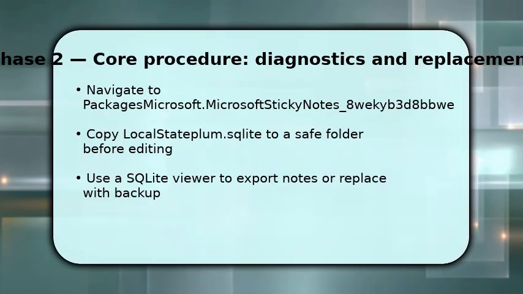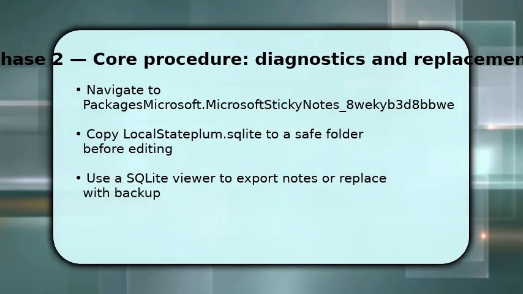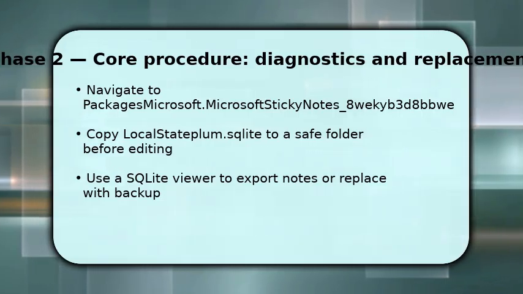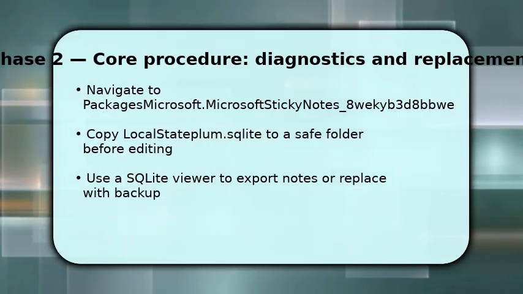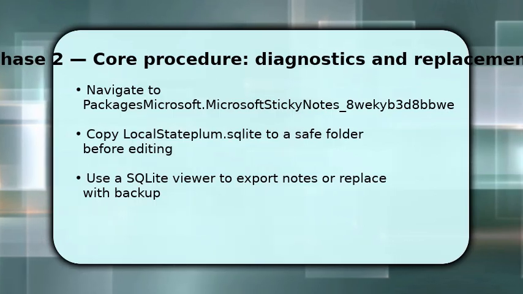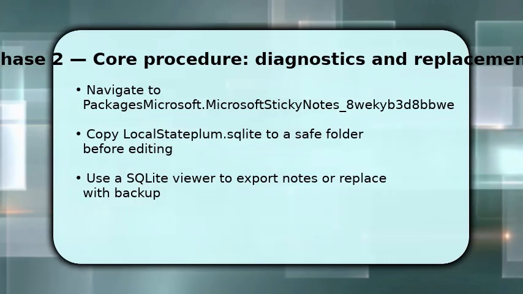Now you'll find and extract the Sticky Notes database so you can restore missing content. Go into the Microsoft Sticky Notes package folder and open LocalState, the file plum.sqlite contains your notes. Copy plum.sqlite to a safe location before any changes.